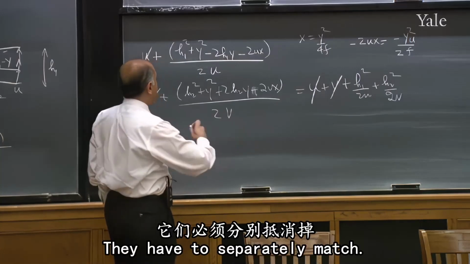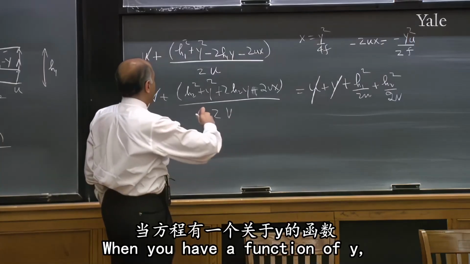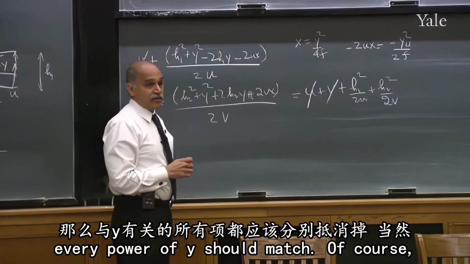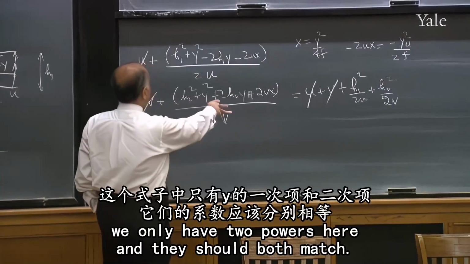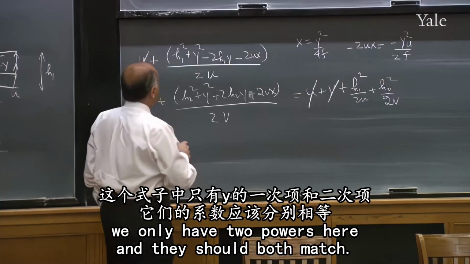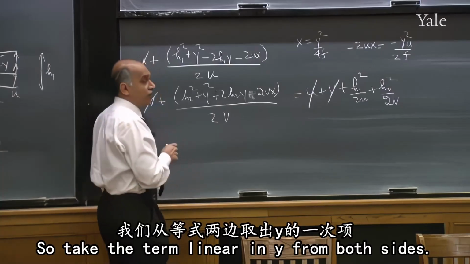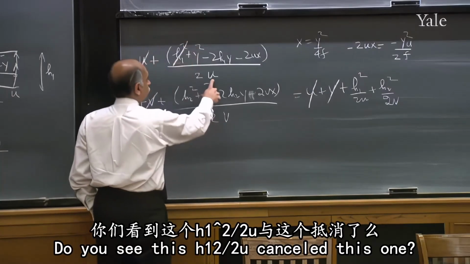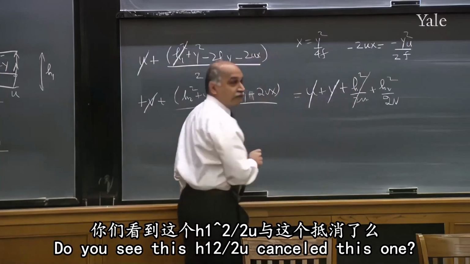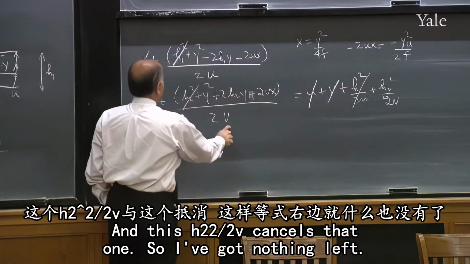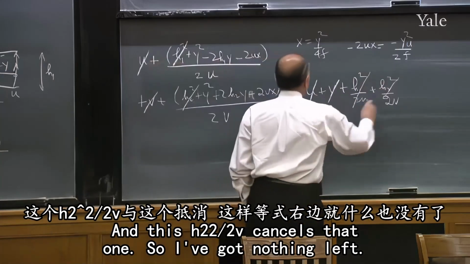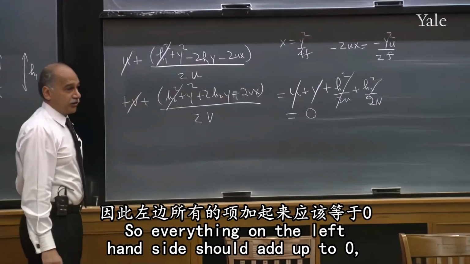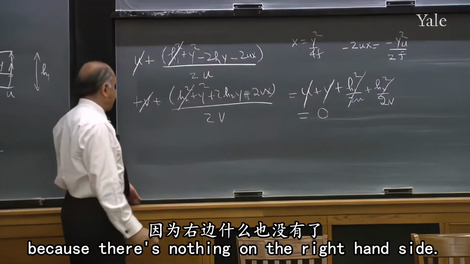They have to separately match. When you have a function of y, then if the function is equal on the two sides, every power of y should match. Of course, we only have two powers here. They should both match. So take the term linear in y from both sides. Let's get rid of one more thing. Do you see that this h1 squared over 2u cancels this one? And this h2 squared over 2v cancels that one. So I got nothing left. Everything on the left-hand side should add up to 0. There's nothing on the right-hand side.